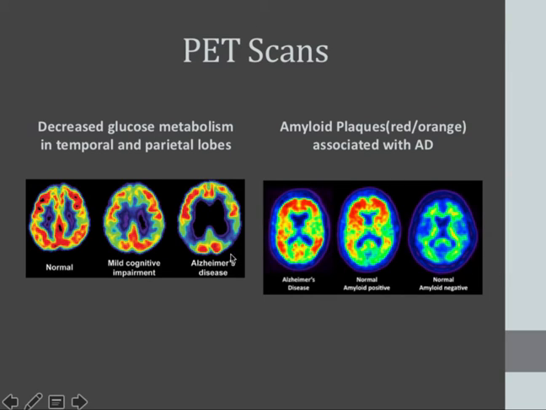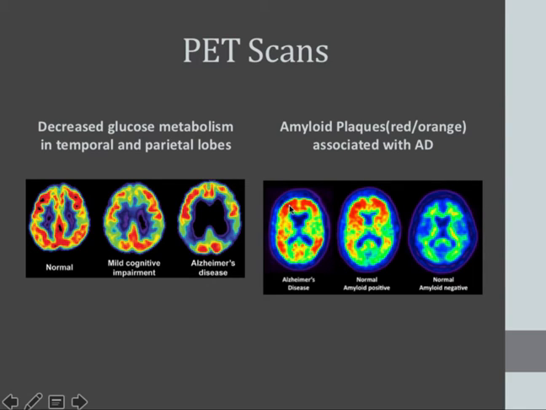On the right set of pictures is a PET scan that's looking at amyloid plaques. The amyloid plaques appear as warm colors like red and orange. The middle scan is from a person with no symptoms of cognitive problems, but who has a lot of amyloid in the brain. And again, the FDA has approved this tracer, but we're not using it routinely to diagnose Alzheimer's disease.